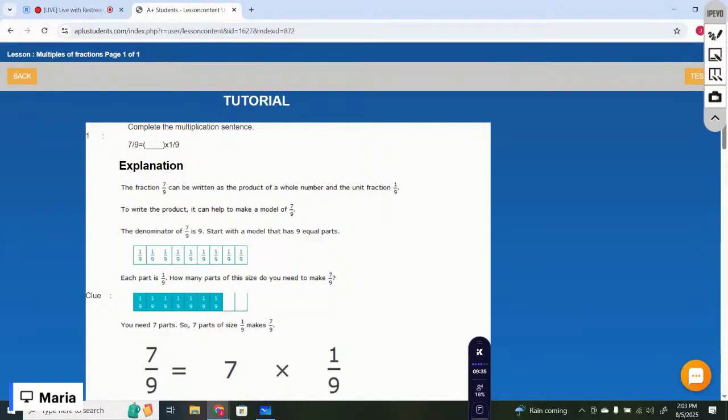So the fraction 7 by 9 can be written as the product of a whole number and the unit fraction, right? To write down the product, it can help to make a model of 7 over 9. The denominator of 7 over 9 is 9. Start with a model that has 9 equal parts. Each part is 1 by 9. How many parts of that size do you need to make 7 over 9? They are 7 times 1 by 9.